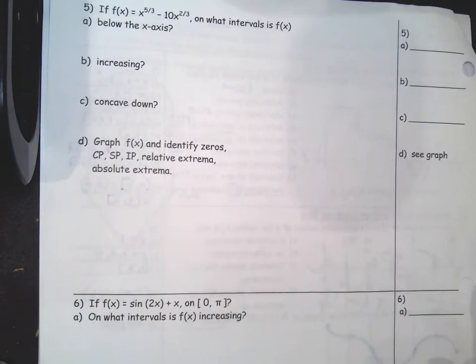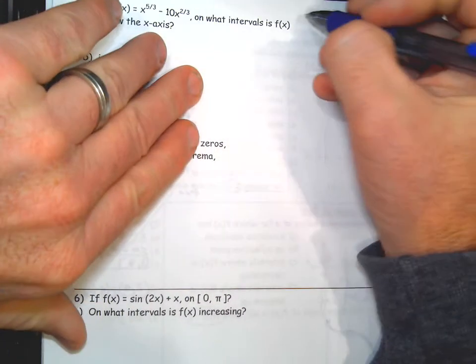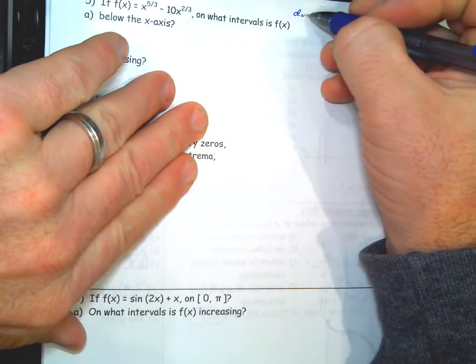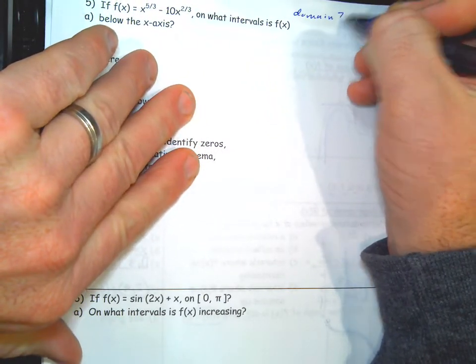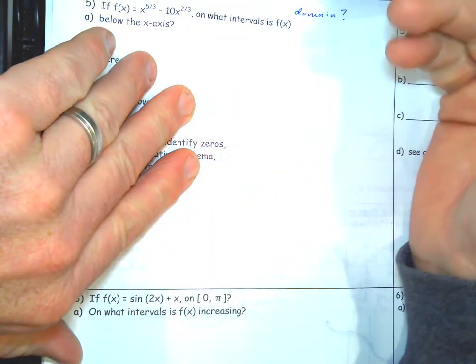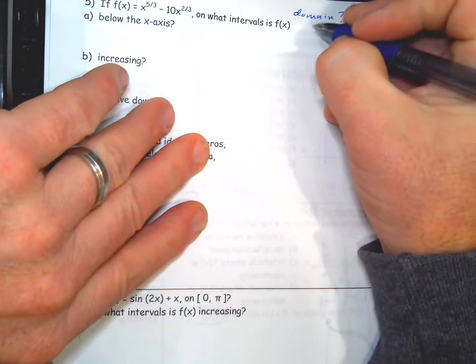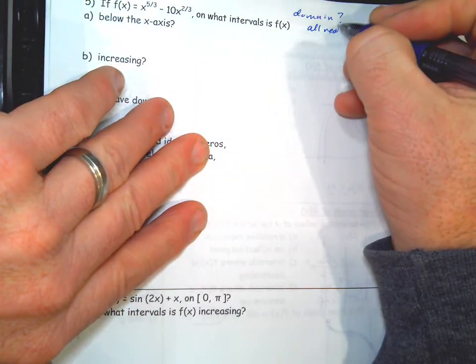Okay, functions with rational exponents are always a little extra challenging. Always check out the domain. Any domain issues with this guy? Any negative exponents? Nope. Any even denominators, which would be an even root? Nope. So I think we're good right now. Domain is all reals. Might want to write that down.